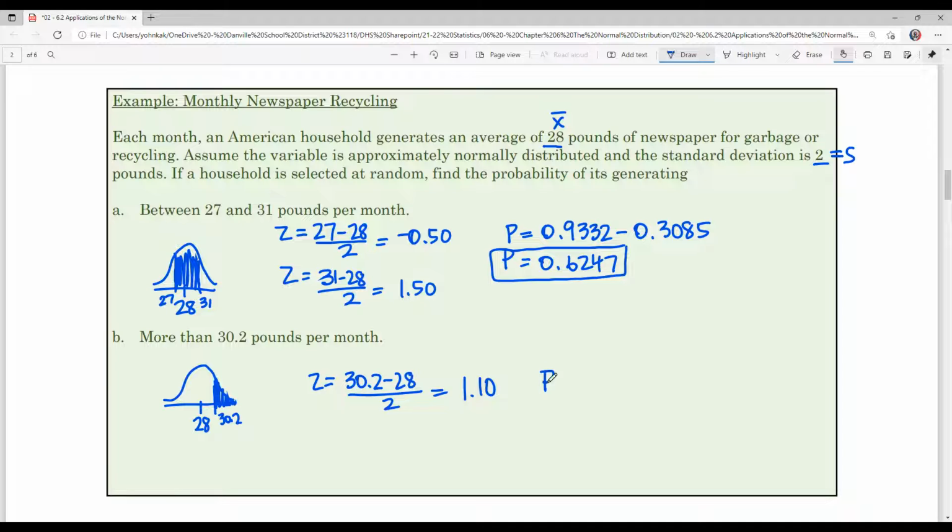Then when I look up my probability on my z-score table, since I am shading to the right, I need to do 1 minus whatever I get when I look up 1.10 on my table. When I look it up, I get 0.8643. So I need to subtract that from 1 and I get 0.1357. So that means if I randomly choose a household and measure how many pounds of garbage they had for newspaper, I'm going to get more than 30.2 about 14% of the time. So it's a pretty small percentage.